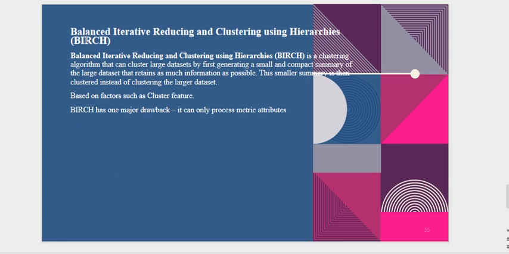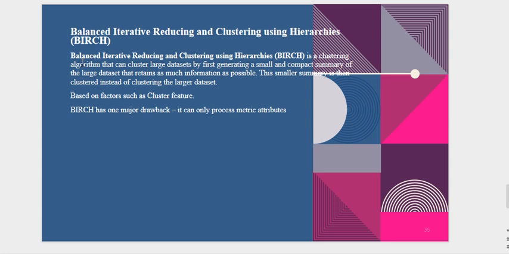Next is BIRCH. BIRCH stands for Balanced Iterative Reducing and Clustering using Hierarchies. It clusters large data sets by generating a small compact summary of the large data set that retains the important information. Then again it is clustered. This small cluster is again clustered to form another cluster. Instead of clustering the whole large data set, a few features or inherited characteristics are clustered. So small parts of the information are being clustered, based on factors like cluster feature. This is called the BIRCH method.